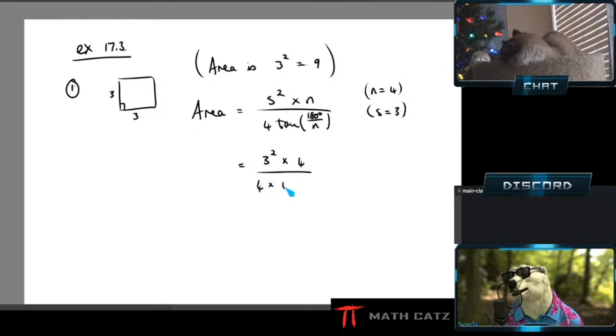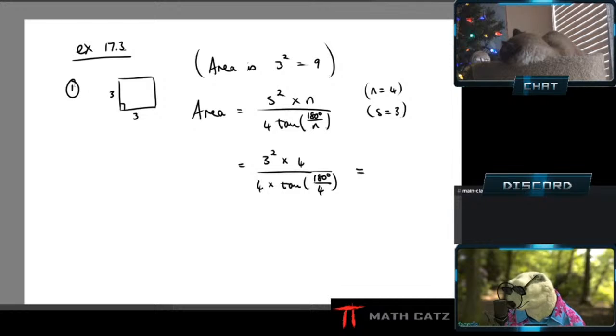times tan of 180 degrees over... no, not over 3. Over n, which is 4. Right? I have to put these things in the right places. So let's calculate that and see if we do get our 9, as we of course should. We know the area of a square. That's not the issue. So let's see what we get.